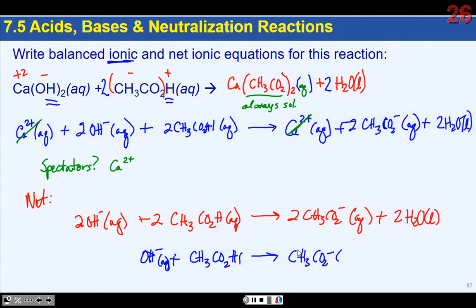And, oh, I forgot to list aqueous. I told you there's lots of parts on these, huh? And the other product is water.